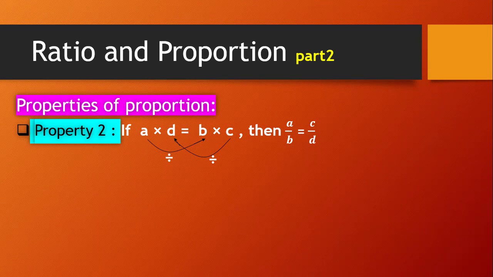Property number 2. If you have four numbers or four quantities A, B, C, and D, we said before in the last session, if A, B, C, and D are four proportional numbers, then the first property is that the product of means equals product of extremes. It means AD equals BC.